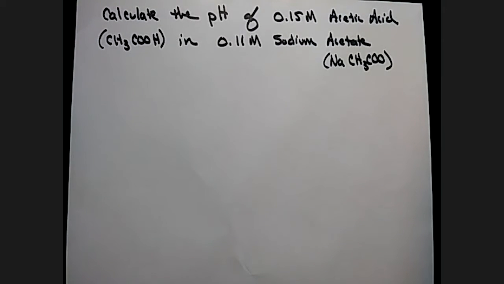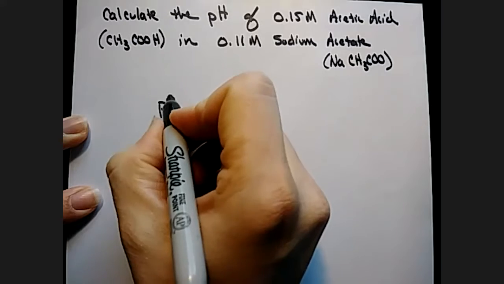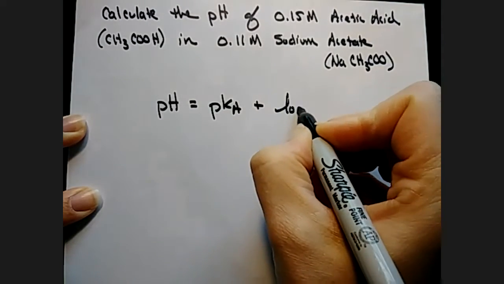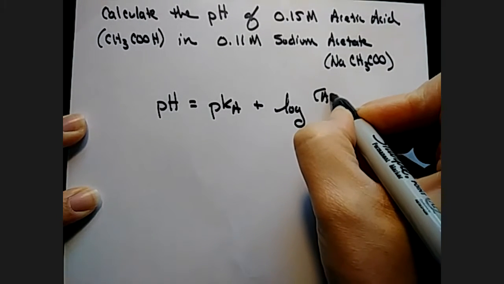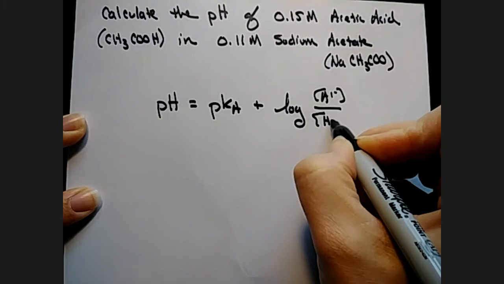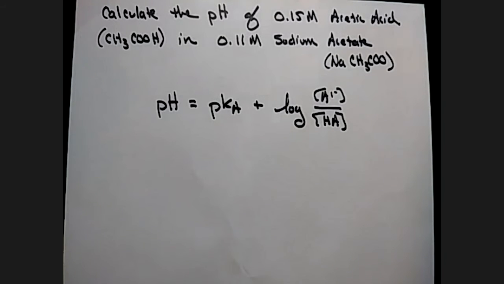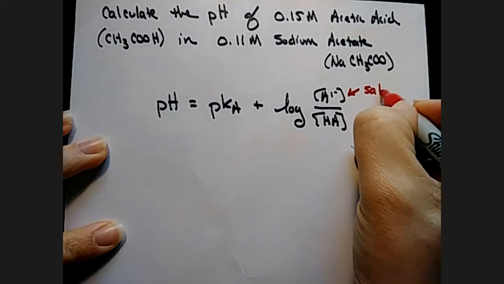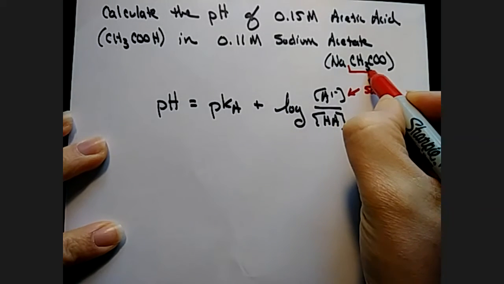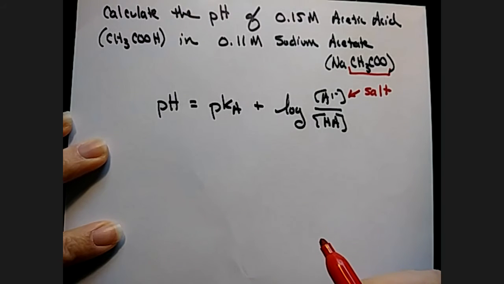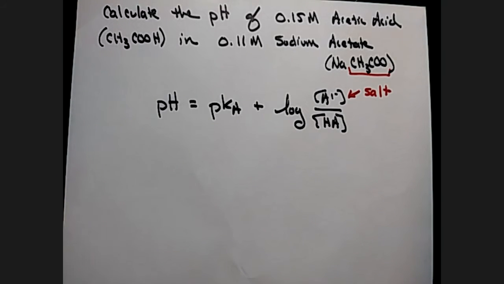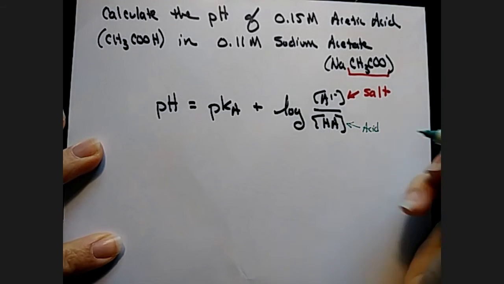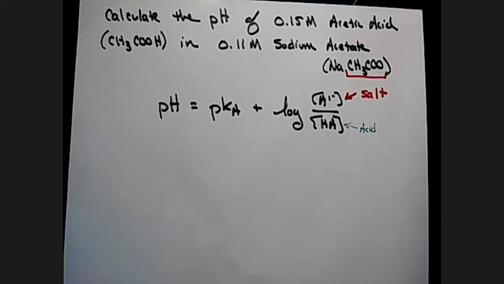Now the Henderson-Hasselbalch equation is pH equals pKa plus the log of what we're going to call A minus over HA. Now, generically speaking, this anion is going to come from your salt. So that's essentially going to be the concentration of that CH3COO from our salt. And the HA, of course, is going to be our acid. So that's going to be the concentration of the acetic acid itself.